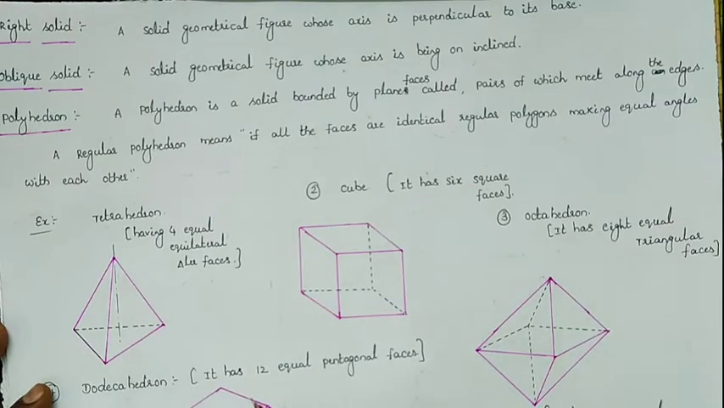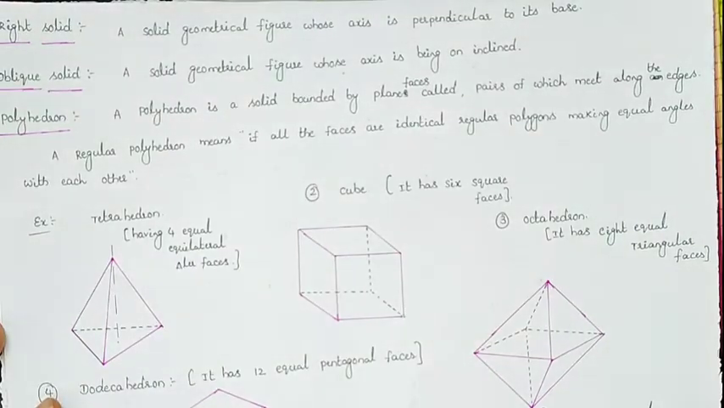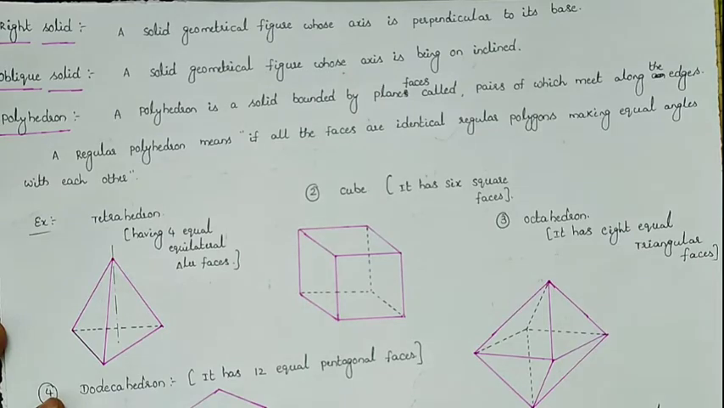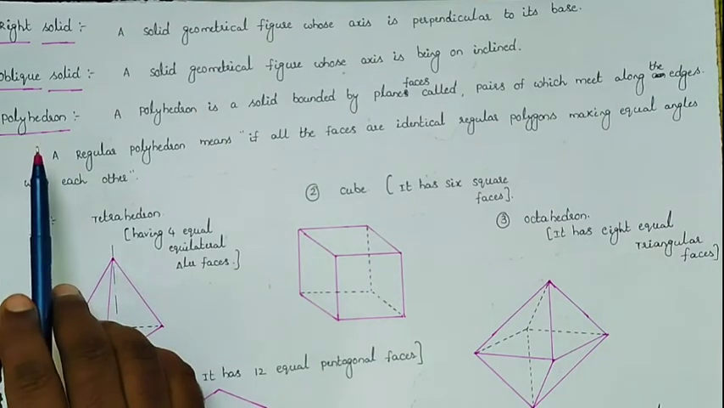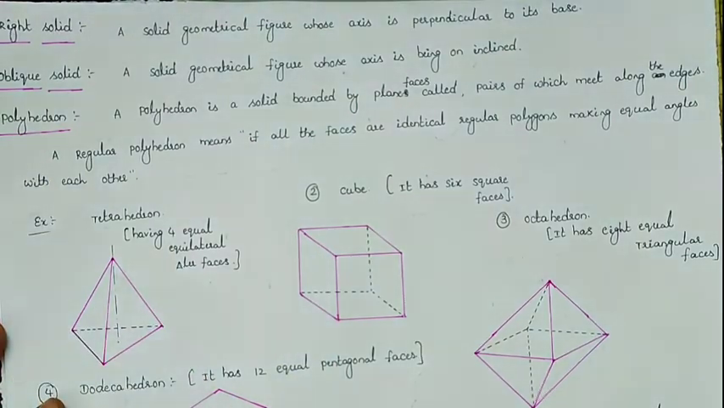Right solid means a solid geometrical figure whose axis is perpendicular to its base. If the axis of the solid geometrical figure is perpendicular to its base, then it is said to be a right solid. And coming to the oblique solid, it is a solid geometrical figure whose axis is inclined, not perpendicular. That type of solid we call an oblique solid. Next, the right solid is divided into two types: polyhedron and solids of revolution.